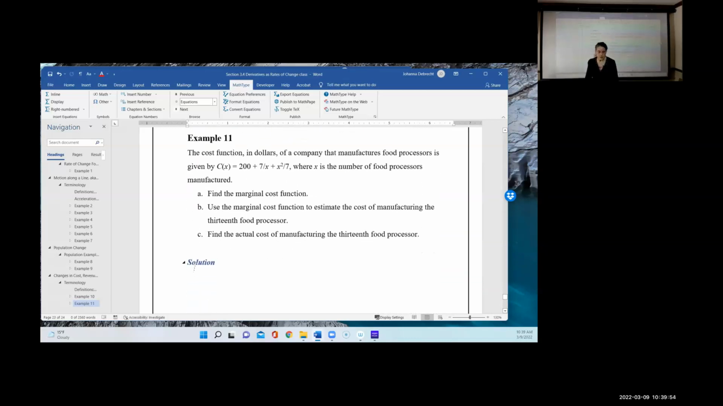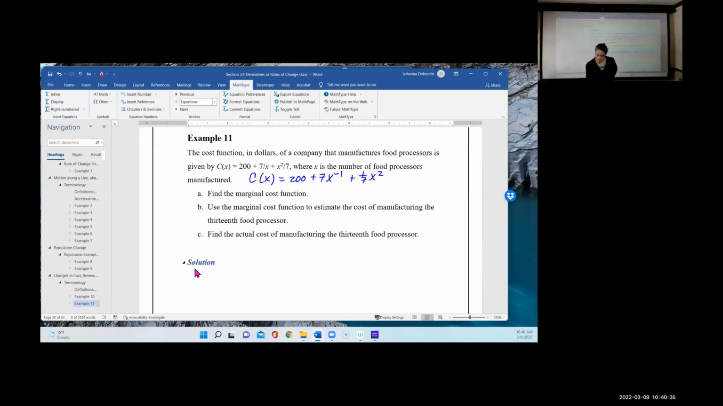Okay. We can do a similar thing with the cost function. When we're looking at the cost function right here, we want to find the marginal cost function, which is going to be the derivative. The easiest thing to do is to rewrite this cost function with fractional exponents or negative exponents. So I've got plus 7 times x to the negative 1 plus 1/7 x squared. Notice that I took the 7 divided by x and I wrote it as 7 times x to the negative 1, so I can use the power rule instead of using the quotient rule.